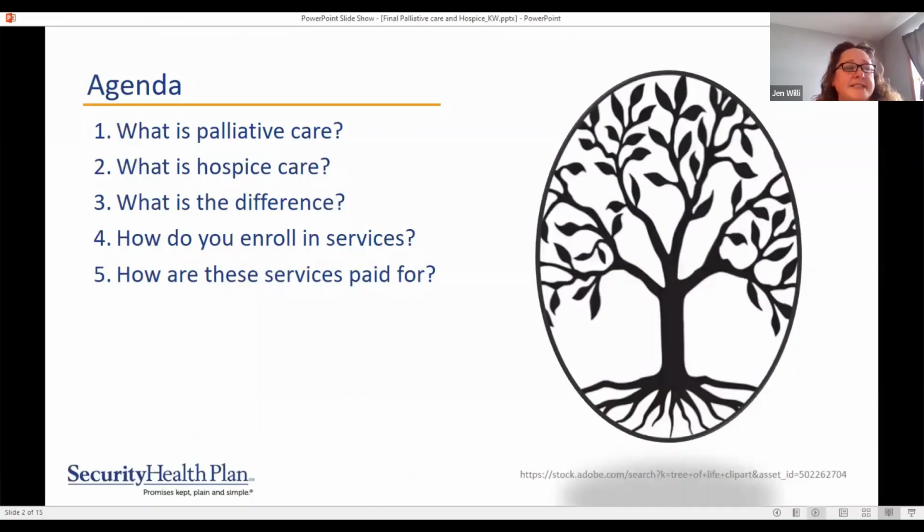So as was mentioned today, we're going to focus on that general information regarding palliative care, hospice care, the differences and similarities, how do you enroll, and how services are paid for. I wanted to include the tree of life picture on this slide, as when you look into information for palliative care and hospice care, you will almost always see it. It has become an almost unofficial symbol for this type of care because it represents the circle of life.